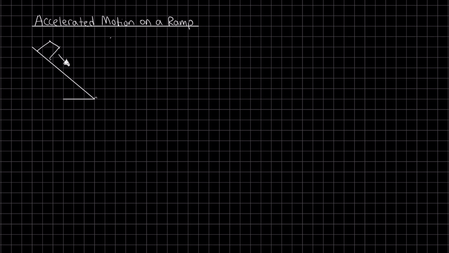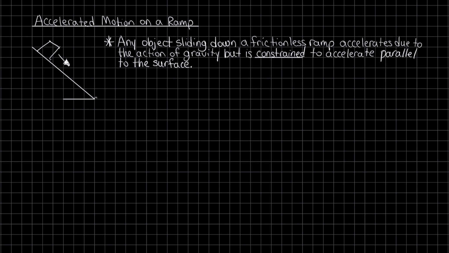Here's our first key idea. This first key idea is that any object sliding down a frictionless ramp accelerates due to the action of gravity, but it is constrained to accelerate parallel to the surface. Let's explore this type of motion in more detail.